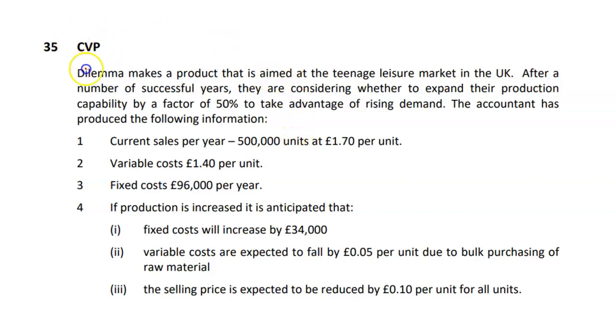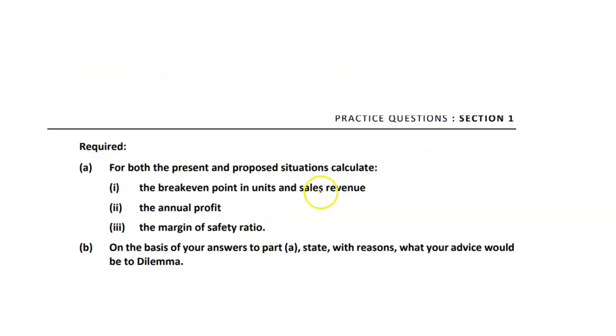So this is CVP. We've been talking about this in our revision, hadn't we? And we said that, okay, so it says the dilemma makes a product that is aimed at the teenage leisure market in the UK. After a number of successful years, they're considering whether to expand their production by a factor of 50% to take advantage of rising demand. So you have some information given to you here that will help you determine a number of things, and so they give you some tasks.